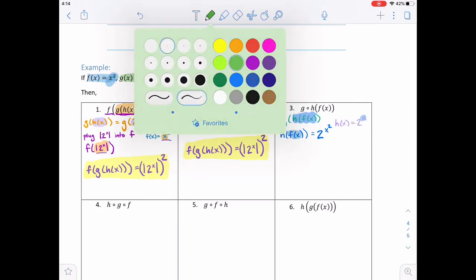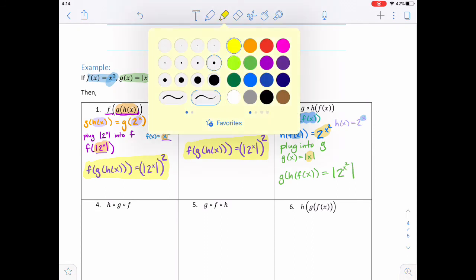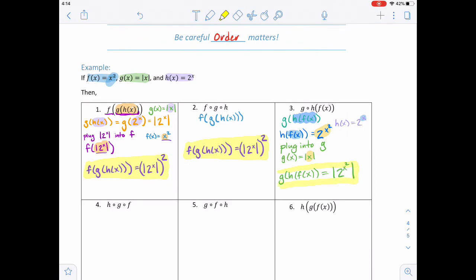Now we need to plug that into g. Well, let's remind, what is g? G of x is the absolute value of x. So we're going to plug this into x, everywhere there's an x. And I only have one x. So now we have our whole thing. G of h of f of x is equal to the absolute value of, we got to plug our thing in, 2 to the x squared. That's what we get. All we're doing is fancy plugging in. That's all composition is, just substitution.